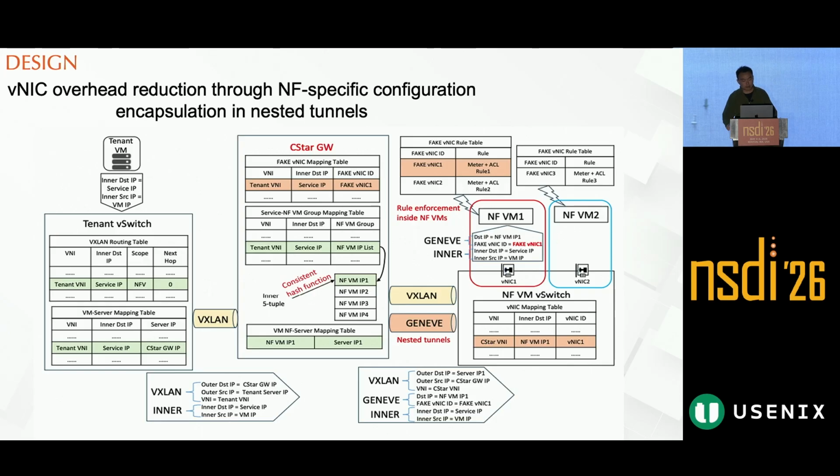On the NF VM side, the VM extracts the pseudo VNIC ID from the Geneva header, looks up the corresponding tenant configuration, and then executes the access control operations that were previously handled by the vSwitch. As a result, the NF VM side vSwitch needs only one basic VNIC, completely eliminating the VNIC exhaustion.